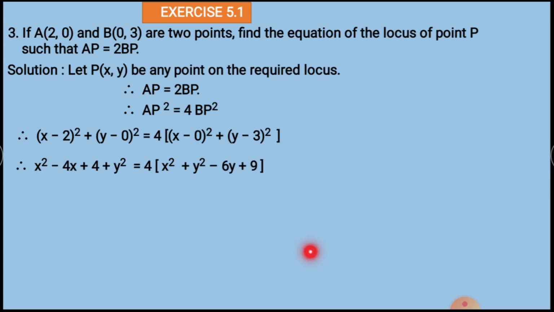Now simplify this. So we simplify this first bracket. So apply here the (a minus b) bracket square form. So write x square minus 4x plus 4, y minus 0 we write y, so y square we write here.